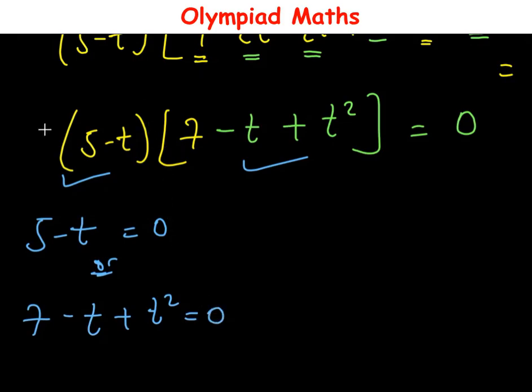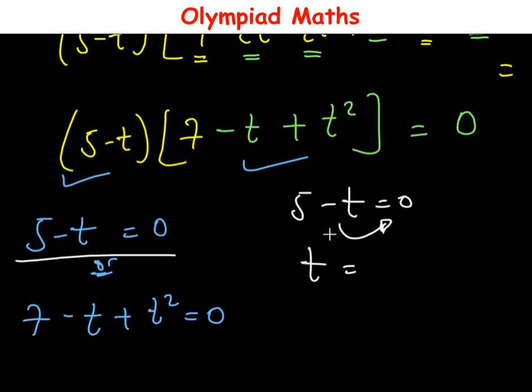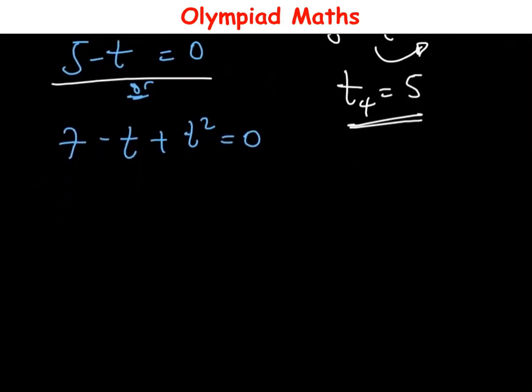Now for this first equation right here, which is 5 minus t equals 0, move minus t over to this side. This becomes t is equal to 5. And this is the fourth solution for t, which equals 5. Now, let us then work on the other equation to solve for the other value of t.